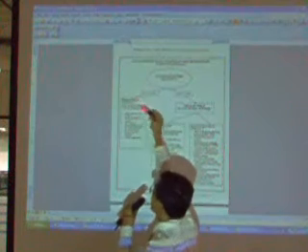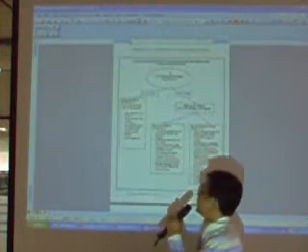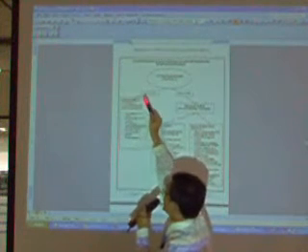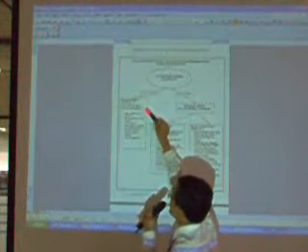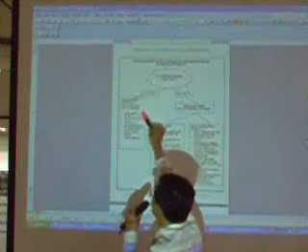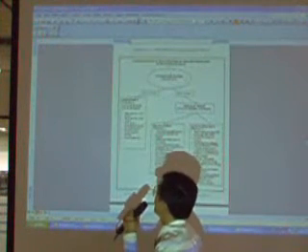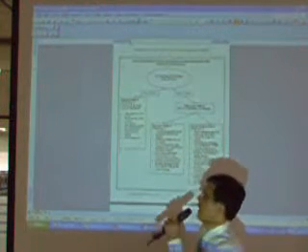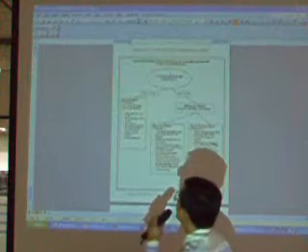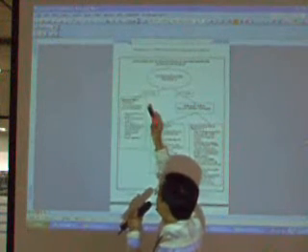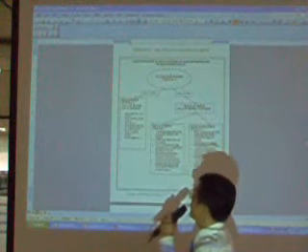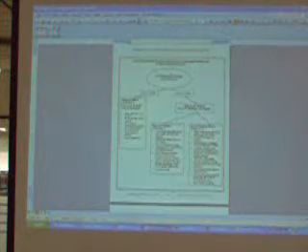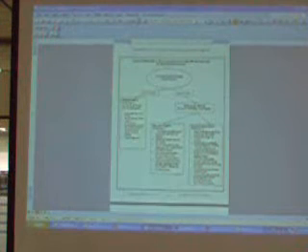Okay, rational method. What is rational method? This topic we cover in workshop number 1. The rational method computes the peak discharge, but it does not give you the hydrograph. And it's used only for area less than 0.8 kilometers square.